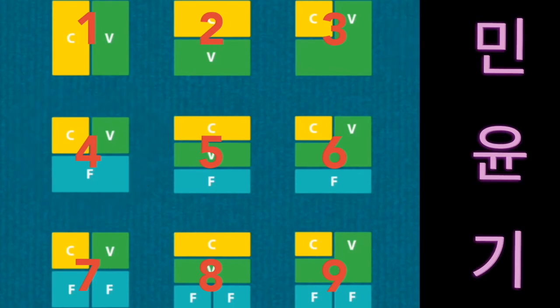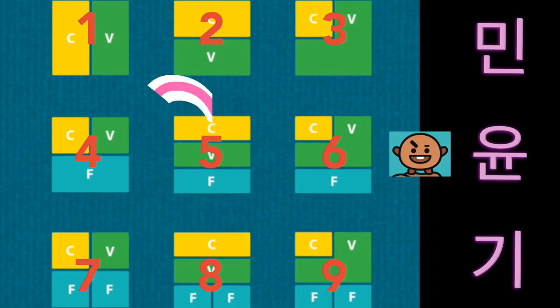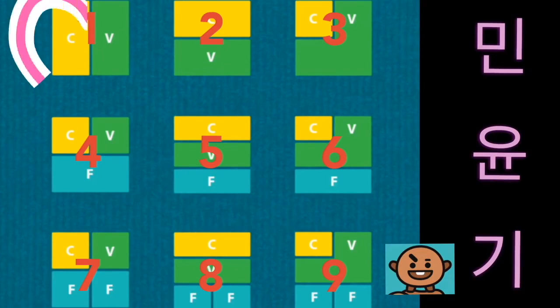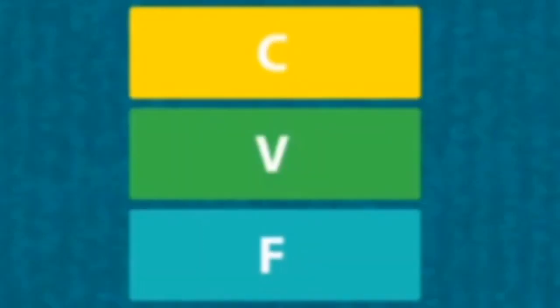It's 4. 윤 has 3 letters arranged from top to bottom. We'll use pattern number 5. And 기 has 2 letters next to each other. We will use pattern number 1. We will use pattern number 4 for 민, pattern number 5 for 윤, and pattern number 1 for 기.